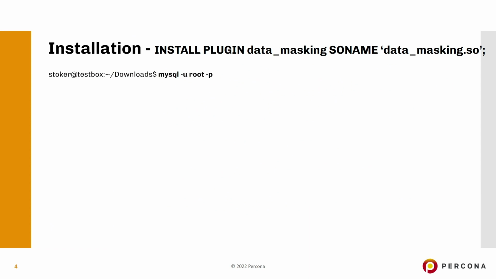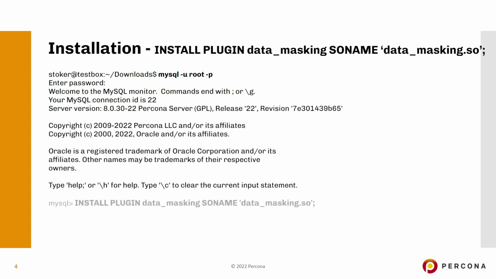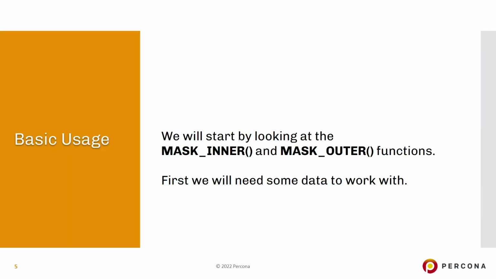Installation is real simple. Log in as root, and once you get through all the copyright notices and all that, you type INSTALL PLUGIN data_masking SONAME and give it the shared object name in single quotes, data_masking.so. It will come back and tell you Query OK, and you're now ready to use data masking.